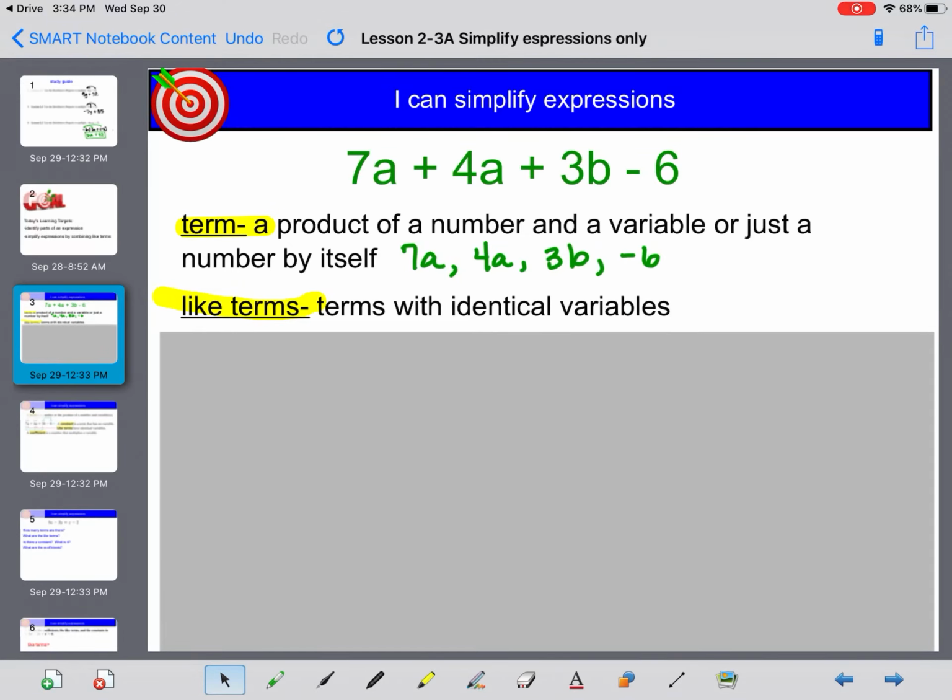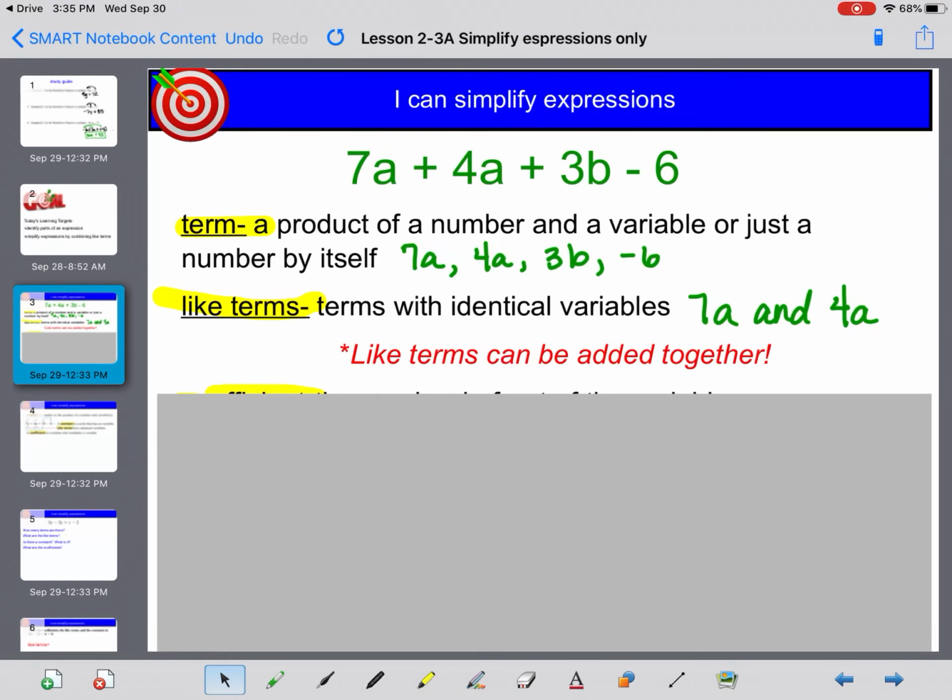Like terms. Like terms are terms that have identical variables raised to the same power. So they have to have the same exponent. Otherwise, they wouldn't be the same. Like in this example, 7a and 4a have the same variable, and they both have the same exponent. 3b is not the same, so that would not be a like term. Now, like terms can be added together. Make sure you make note of that. So if I wanted, I could call 7a plus 4a 11a.